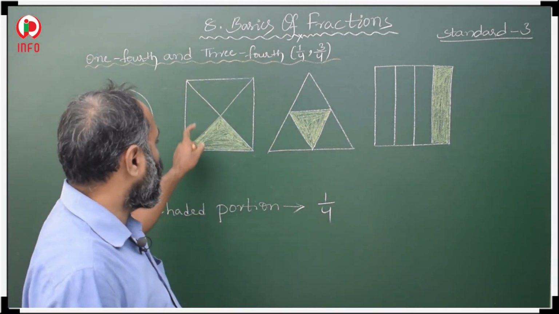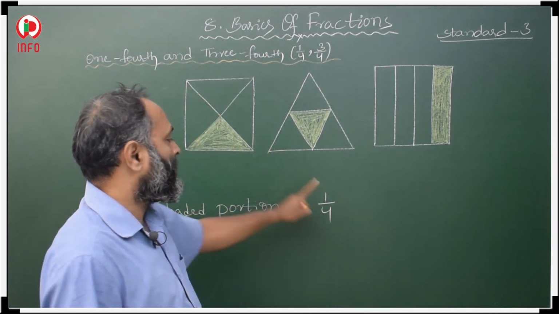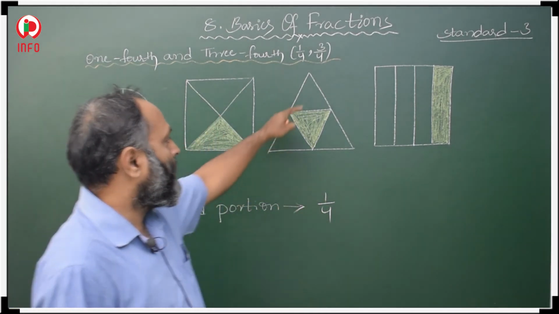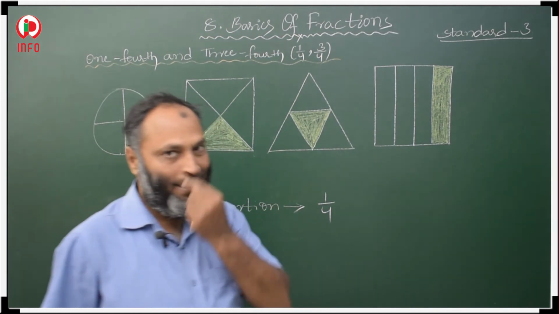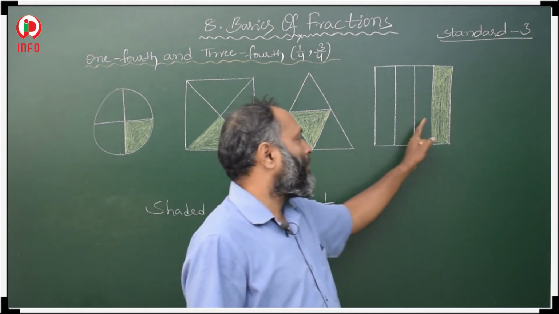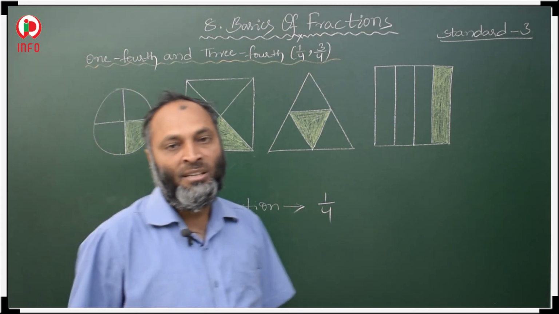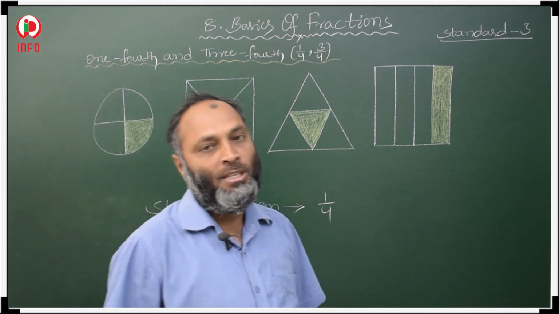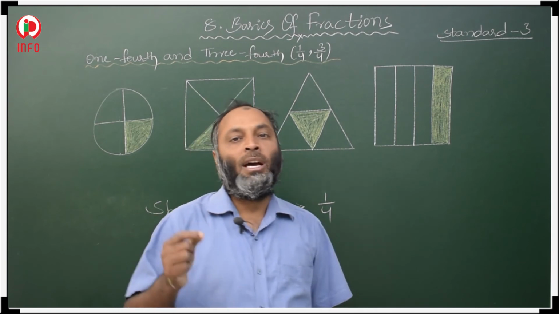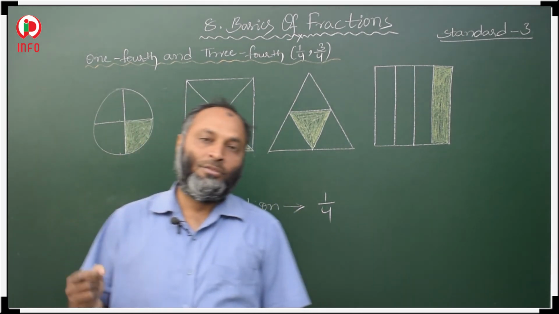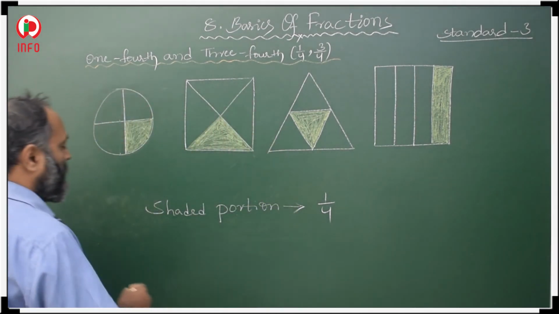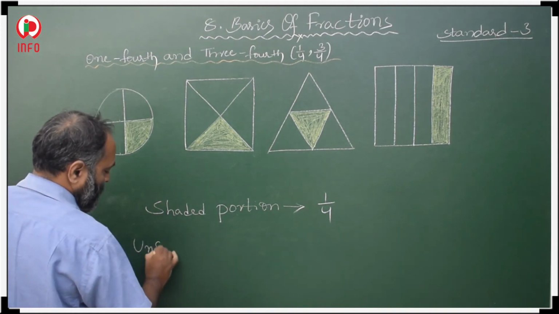Here in the square, in total 4 equal parts, one part is shaded, 1 by 4. In total 4 parts, one part is shaded, that is 1 by 4. This is nothing but 1/4. 1/4 means in total parts, how many are shaded? So that is 1/4. Now after that, the unshaded portion.